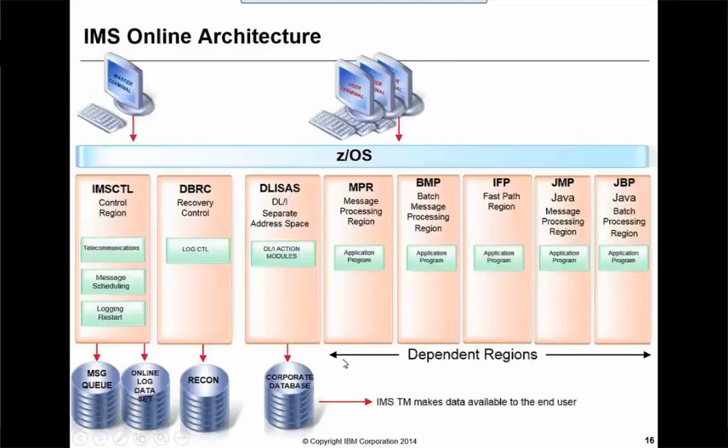So there you have it. That's the online architecture of IMS. In video 2 or part 2, we talked about the control region, talked about DBRC, we talked about DLIBATCH, and in this video, we talked about the MPRs, the BMPs, the IFPs, the JMPs, and JBP regions. These are the different types of dependent regions that you can have. And starting with version 13 of IMS, you can have up to 4095 dependent regions. So you can go to town with that if you like.